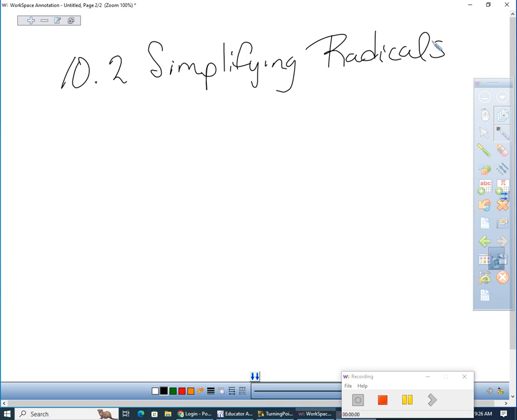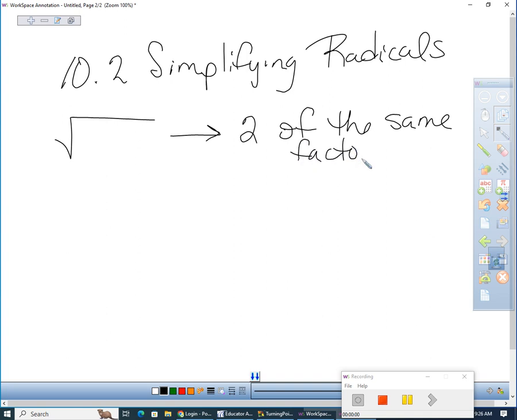A radical just means a square root, a cube root, a fourth root, whatever it is. That little house-looking thing. Okay? So when we talk about a square root, that actually means that we have two of the same factor. So for example, when we have the square root of 9, that is 3 times 3, right? And so since there's two of the same thing, the answer is just 3.